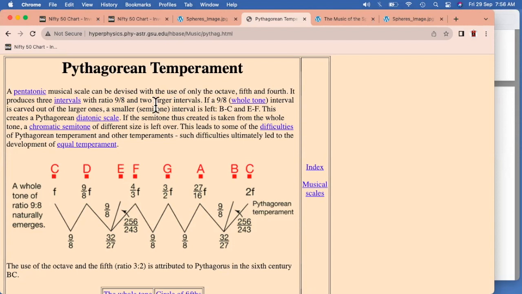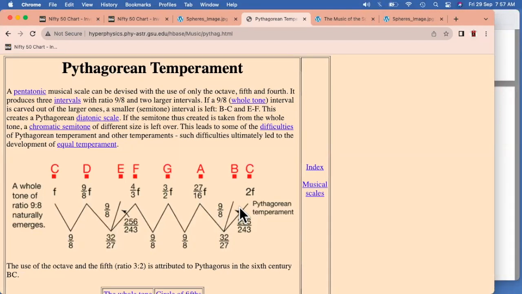Now, what are these two larger intervals? If you see the tones here, like C, D, E, F, G, A, B, C. From C to D, we have the first ratio, which is 9:8. Again, between F and G, you get a ratio of 9:8. From G to A, again we get a ratio of 9:8. Between D and E, that is 9:8, but between E and F, if you find the ratio, it is something different. Similarly, the ratio between B and C is something different.